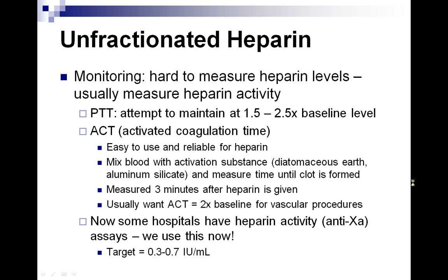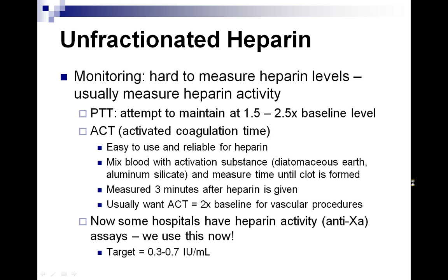We mentioned before there's an ACT, an activated clotting time, activated coagulation time, and this is pretty easy to use. It's pretty reliable for heparin, and basically you have a little tube or a little slide, and you mix the blood with some sort of activation substance. Often it's earth or a silicate of some kind, and then you measure how long it takes until clot is formed. Usually the way this is done clinically is you give the heparin and then you wait 3 minutes for the heparin to circulate, and then you draw your blood sample and check the ACT. For a vascular procedure, you would want an ACT about double the baseline, so we always check a baseline before we give heparin.